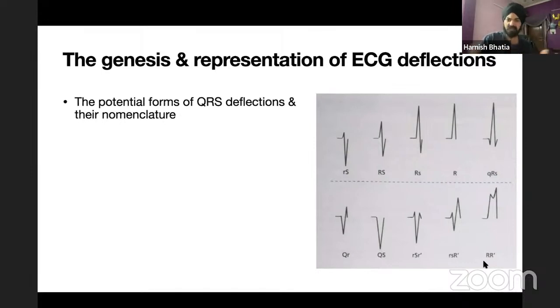You don't need to remember them. They are pretty self-explanatory. You don't need to memorize them, you can see which one it is. But you need to remember this.